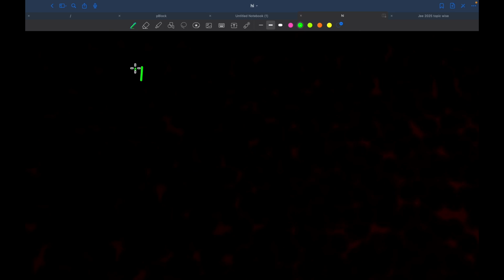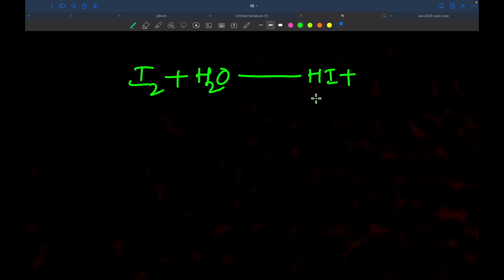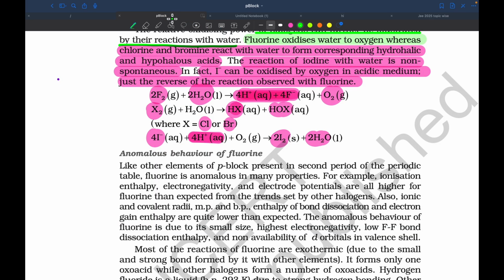So we expect iodine to react with water to produce HI plus HOI, hypoiodite, right?